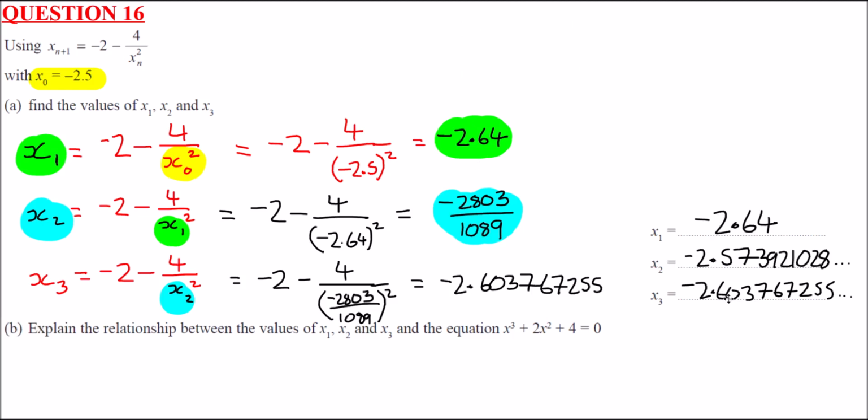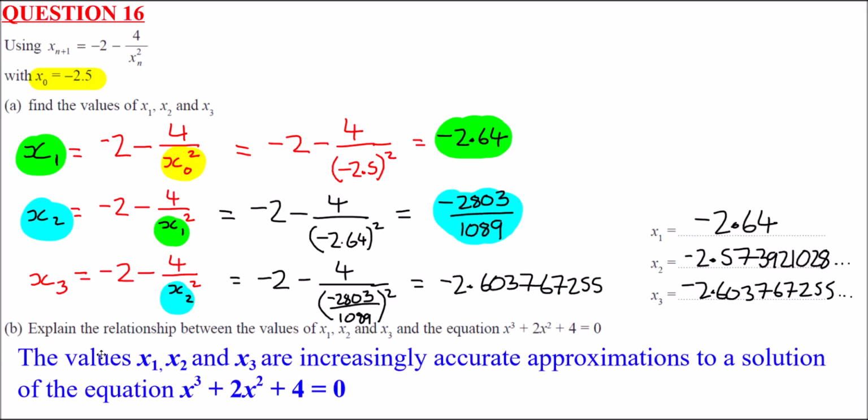They'll zoom in on a particular value of x, which is the solution to any given equation where this iteration formula is derived from. You need to make a leap of faith and think, oh, this must be derived from that. Then remember, iteration always zones in on a particular answer for x and puts it in those words. So the best thing to write down would be that the values x1, x2 and x3 are increasingly accurate approximations to a solution of the equation x cubed plus 2x squared plus 4 equals 0.